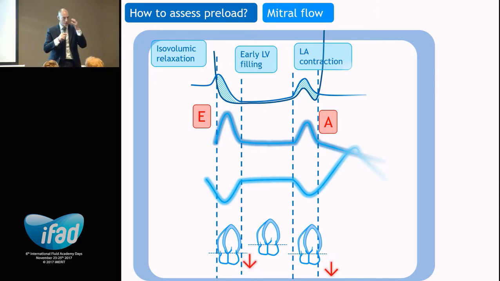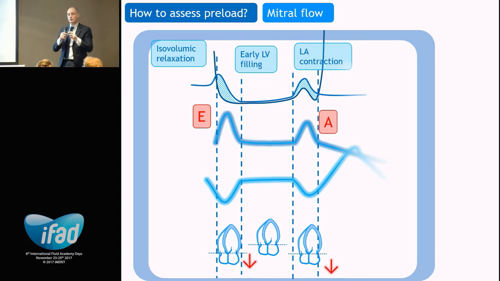Also, intuitively, you easily understand that the velocity of this motion is related to the LV relaxation. And if the relaxation is very active, then the early velocity is very high.